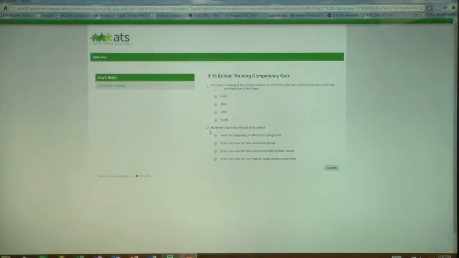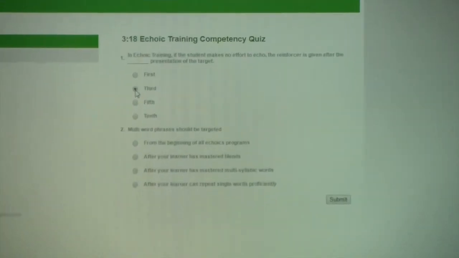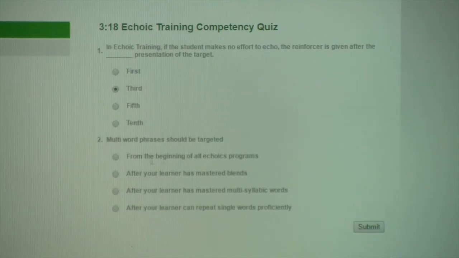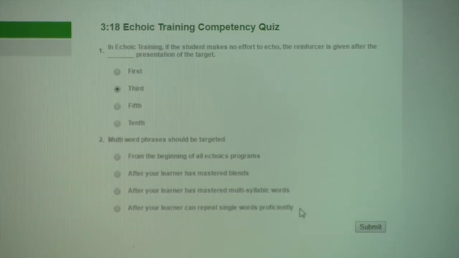Understanding how to change inflection to make a question versus a statement may need to be targeted. In echoic training, if the student makes no effort to echo, the reinforcer is given after the 3rd presentation of the target. Multi-word phrases should be targeted after your learner has mastered blends, after your learner has mastered multisyllabic words, after your learner can repeat single words proficiently.